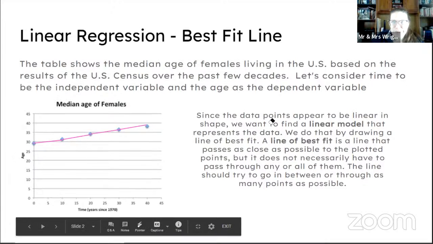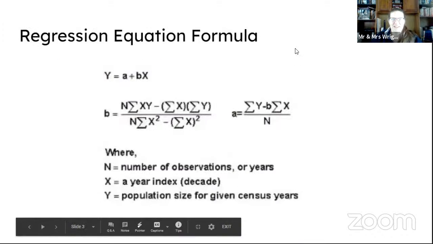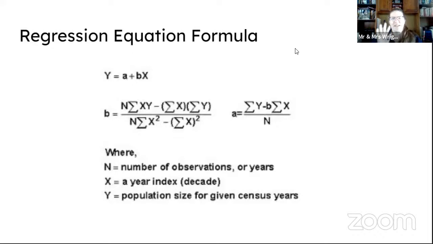Now, we have a formula for that, so that you would be able to determine what that is, okay? Let's see. Here is the formula. Doesn't that look like fun? But wait, don't write it down yet. I've got a little hint for you. When you're doing statistics, usually we have calculators for all these formulas. So you don't need to even write it down or fill it in. You don't need to know what this sigma means. You don't need to know what the capital X, the linear year, the population size for a given census, number of observations in years. You don't need to know any of this, right?